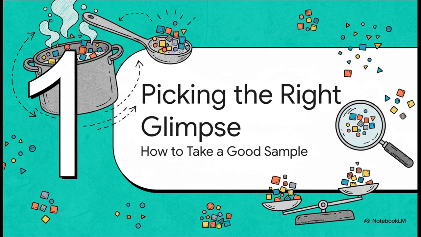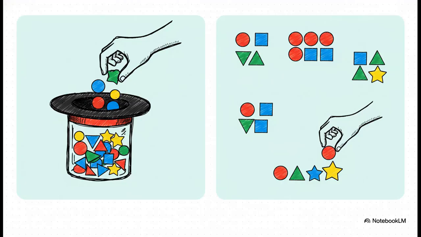How do we pick a spoonful that really truly represents the whole pot? Well, as we're about to see, the method you use to pick your sample, it's everything. All right, the most basic way is a simple random sample. This is exactly what it sounds like. Every single stock has an equal shot of being picked, kind of like drawing names out of a giant hat.